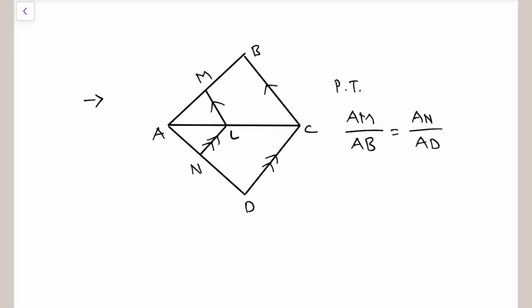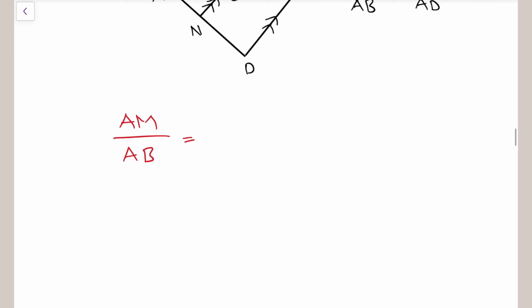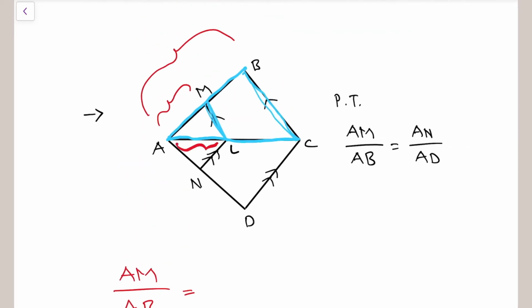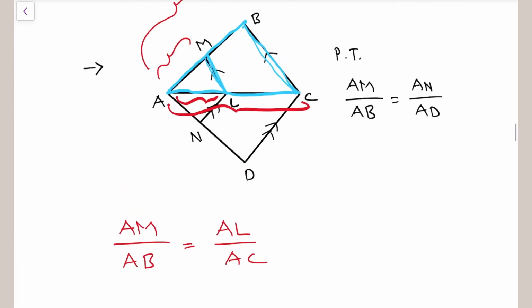Okay, now I am taking this upper part of the total figure, that is the upper right triangle, triangle ABC. In this figure, these two lines are parallel to each other, right? So easily we can apply the basic proportionality theorem. So that is upper one by total, AM by AB equals, here upper one by total, AL by AC. AL by AC. Now this is for the upper triangle, right?